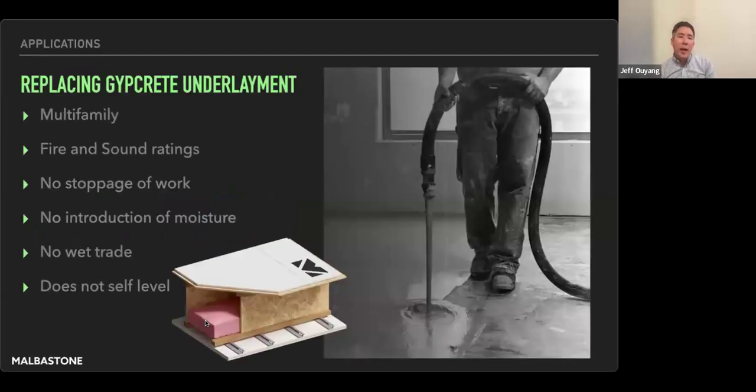So the first application would be to replace gypcrete underlayment, especially in multifamily wood frame construction. So basically you could have the same fire and sound properties as a gypcrete assembly, but you're eliminating all the mess of a wet trade. You have no stoppage of work as the magnesium oxide panels can go in during construction as the floors go up before your walls are set. There's no introduction of moisture.